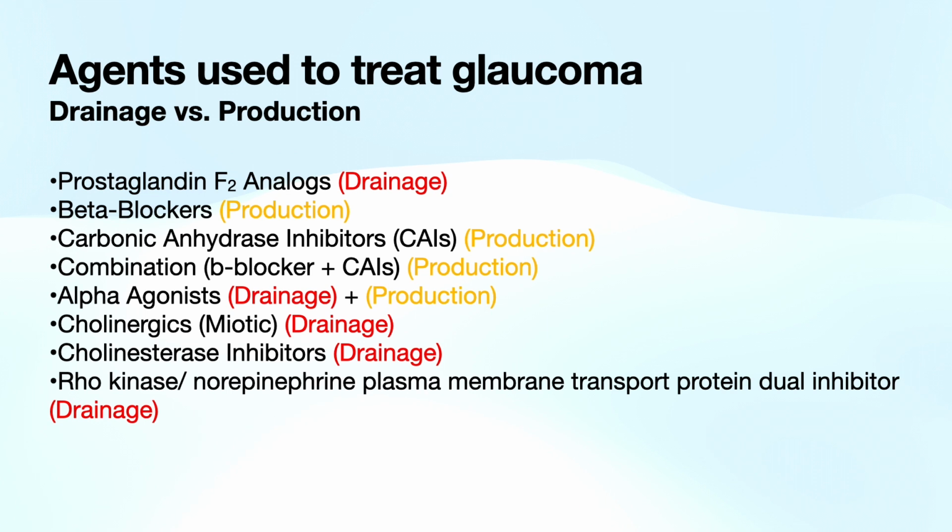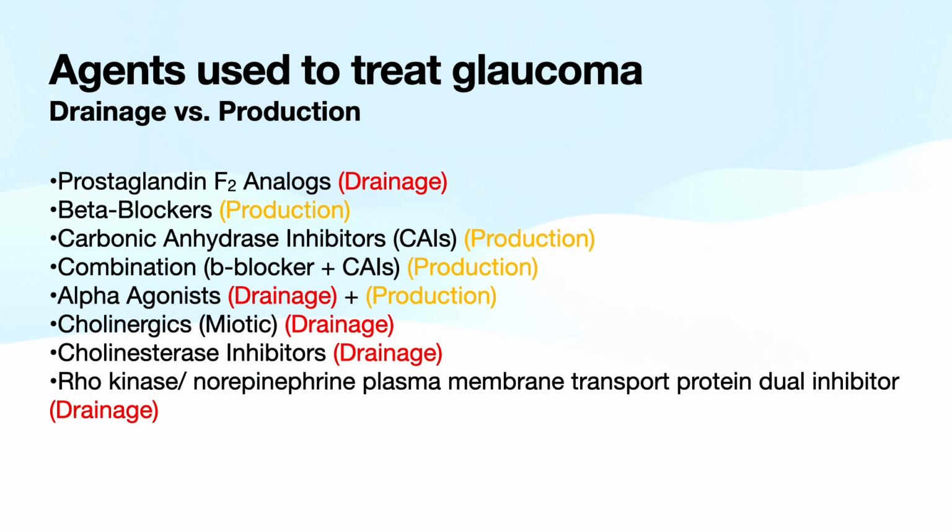So here are the drug classes or agents that can be used to treat glaucoma. Really, we are talking about either drainage or production, and sometimes both. So we have drug classes like the prostaglandin F2 analogs, beta blockers, carbonic anhydrase inhibitors, a combination of agents, alpha agonist, cholinergics, either like cholinergic agonist or cholinesterase inhibitors.